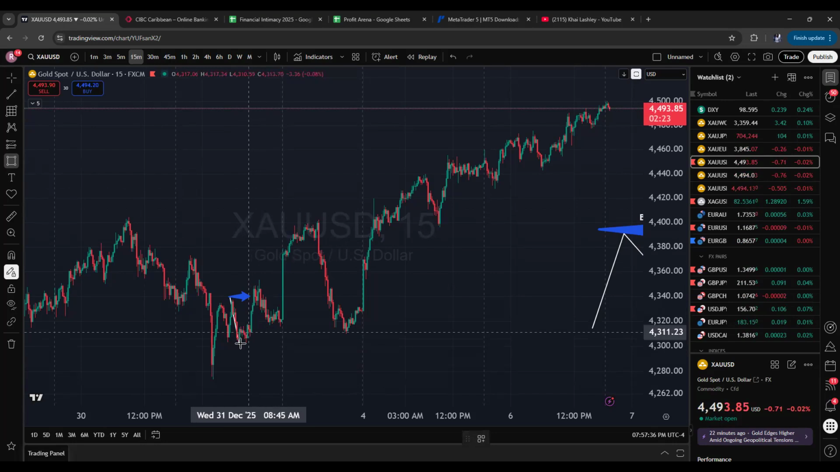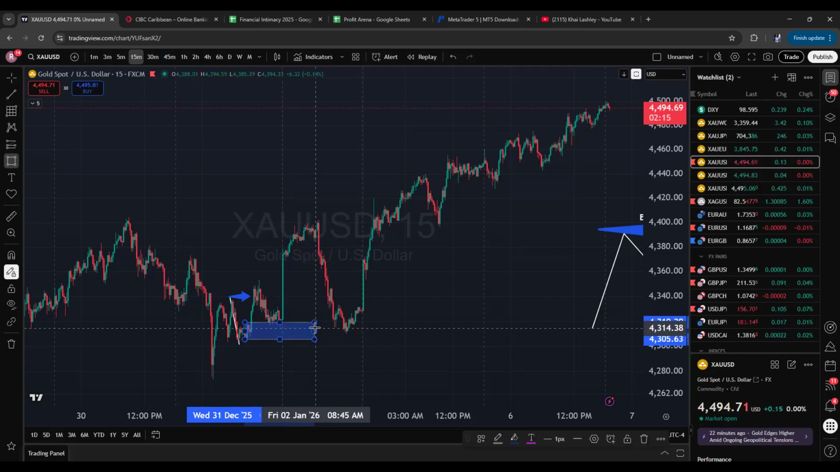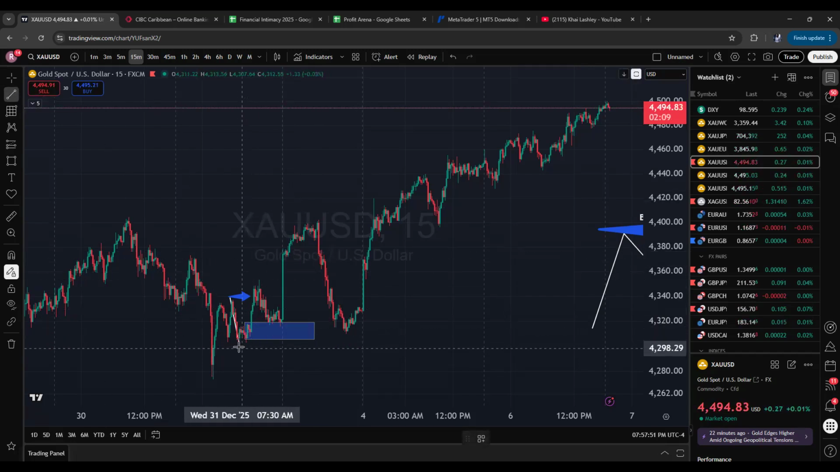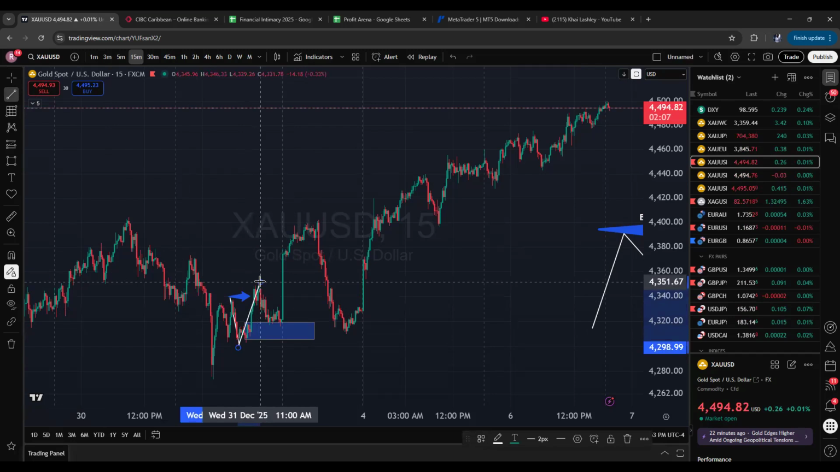So here is where the momentum basically began. Boom, we got that big push up. We got the engulfing candles. Great, we're looking at where the momentum began. Phenomenal. We established where it began, and then we are only looking for those buys in that area.